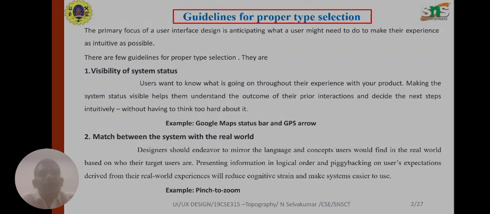The second one, match between the system and the real world. Designers should endeavor to mirror the language and concepts users would find in the real world, based on who their target users are. Presenting information in logical order and piggybacking on user expectations derived from the real world will reduce cognitive load and make the system easy to use. For example, pinch to zoom.